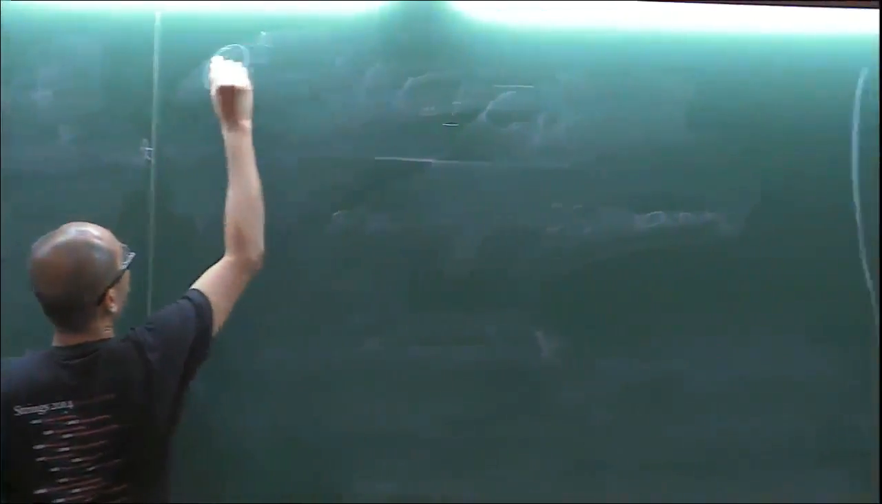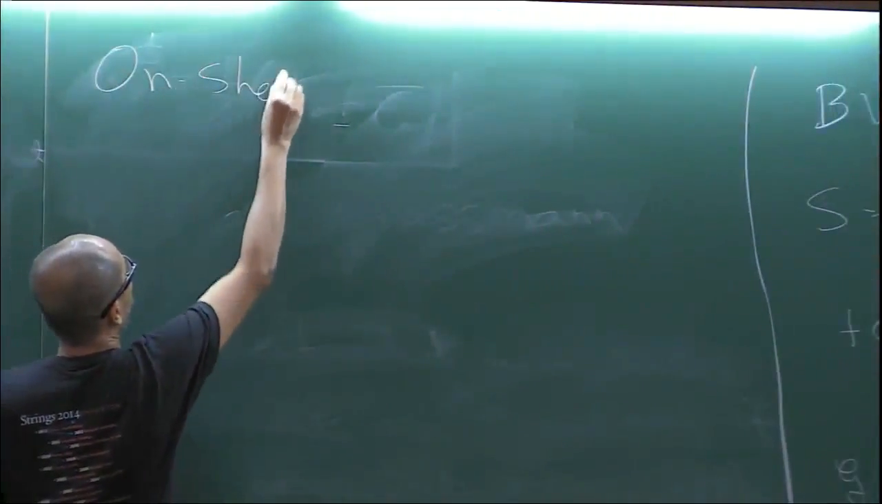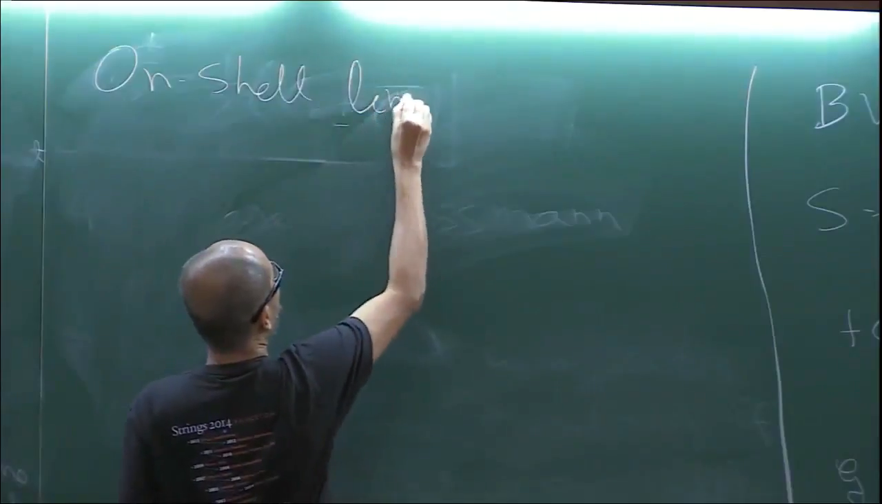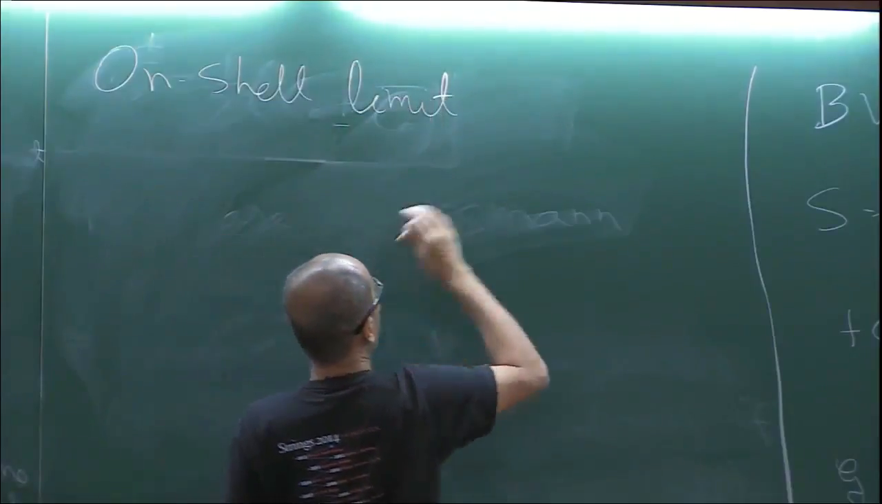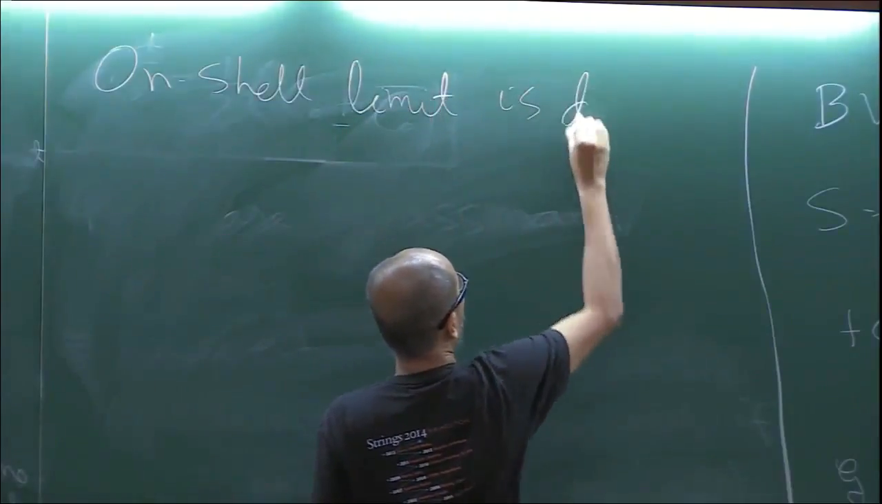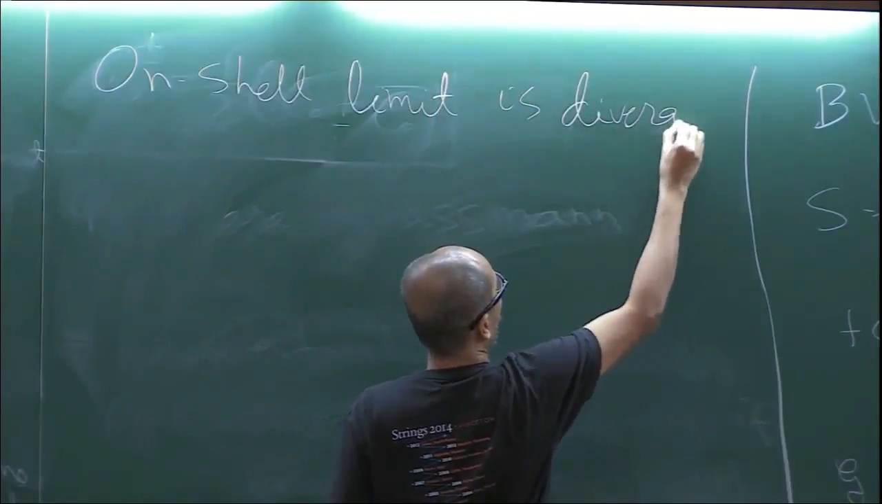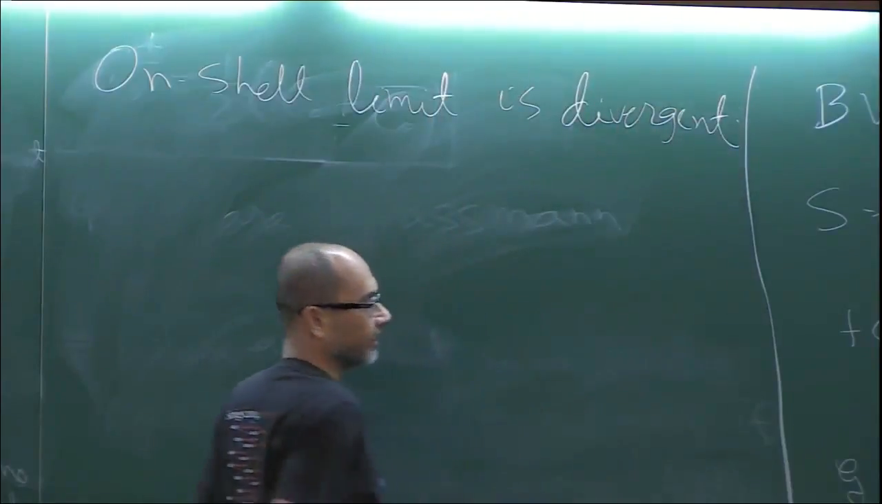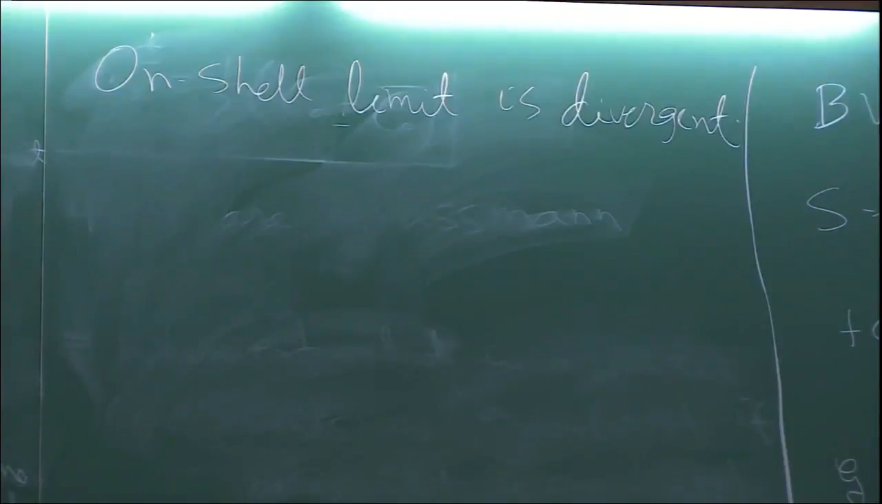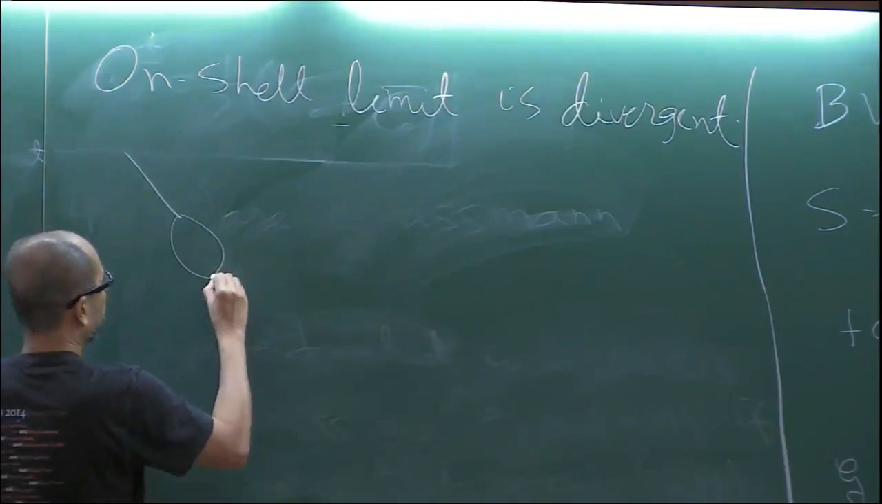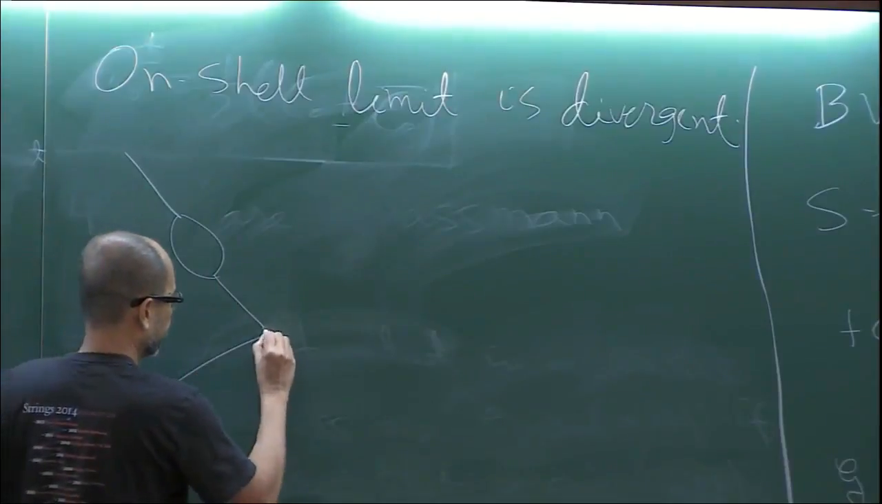The second point I want to emphasize is that this doesn't have an on-shell limit. The on-shell limit of G is divergent. The on-shell limit, of course, is precisely the Polyakov amplitude, and the fact that it is divergent is why we are doing string field theory. So let me explain why the on-shell limit is divergent. It's divergent because G includes diagrams like this.